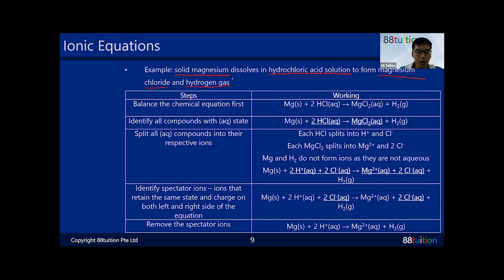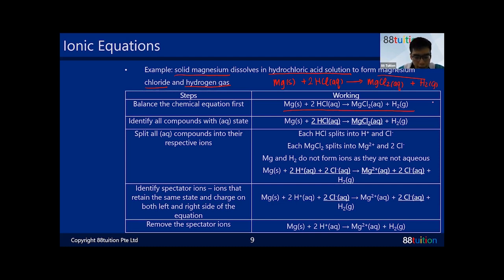The first step to derive the ionic equation is to balance the equation first. You need to give me the whole equation first. So we write magnesium with a bracket s, dissolved in hydrochloric acid, HCl. Solution means it is dissolved in water, so the state should be aq, to form magnesium chloride, which is MgCl2. This is a salt, so it is also dissolved in water, plus hydrogen gas, H2. Then you just need to balance. After balancing, you add the 2 here and everything should be okay. That's how I get my first step.